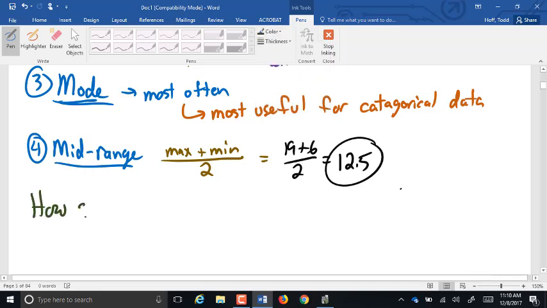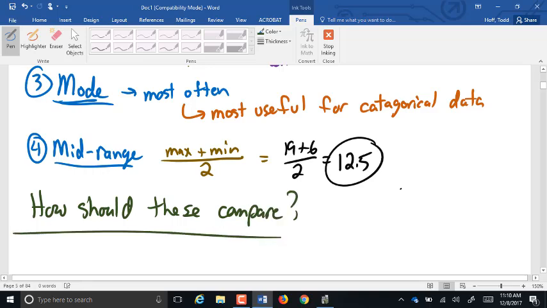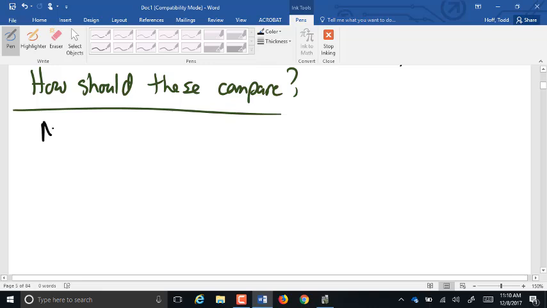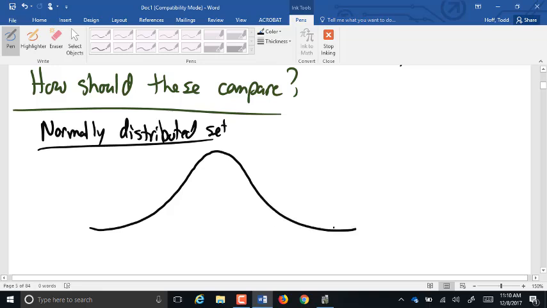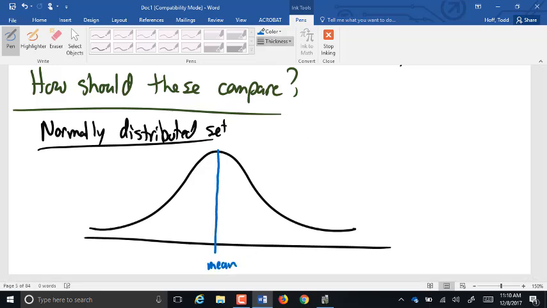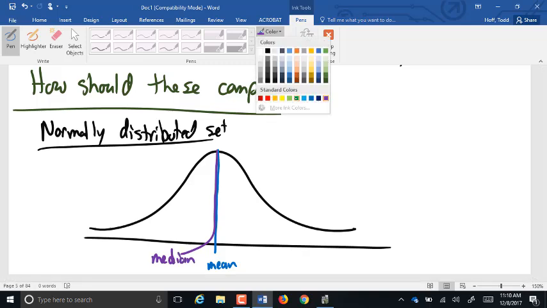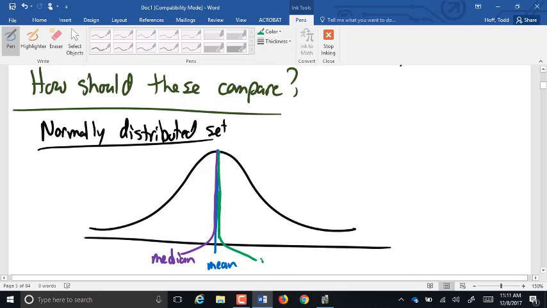How should these compare? The answer is, if I have a perfect, normally distributed set, here's my bell curve. Well, the mean should be right in the middle. The median should be the same number. The mode should be the same number. So if the data is perfectly normally distributed, those numbers, the mean, median, and mode should all be the same. The mid-range should actually also be the same.